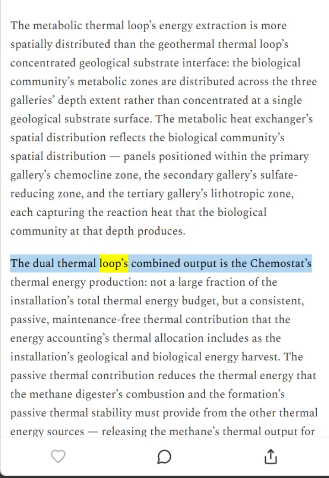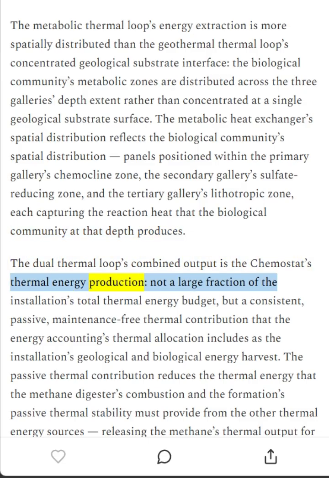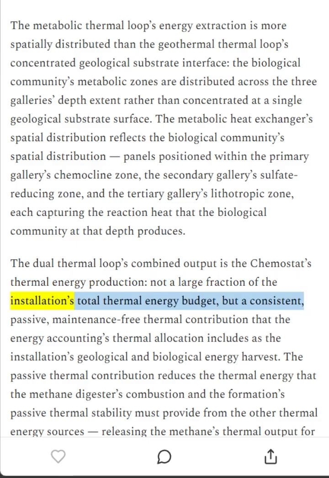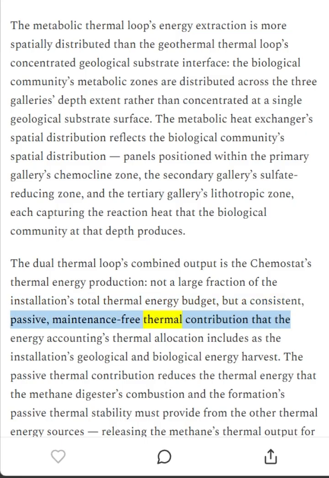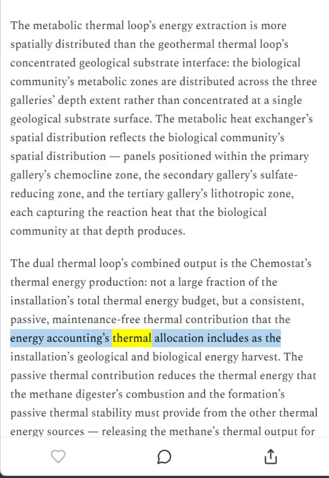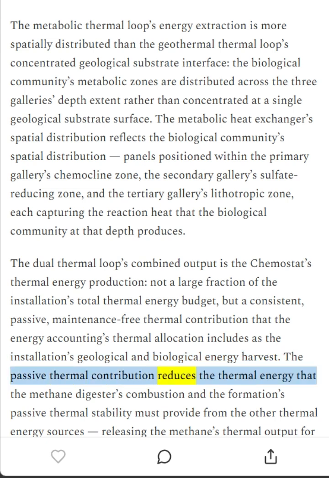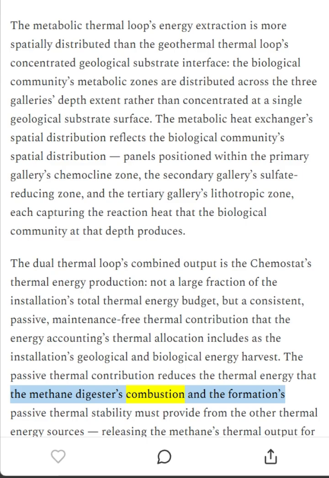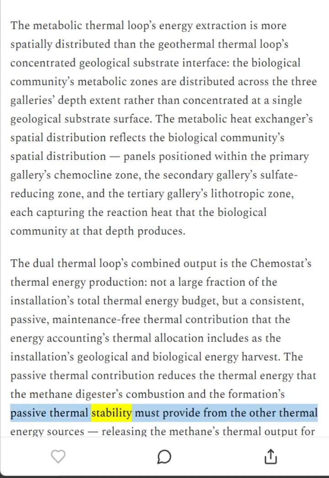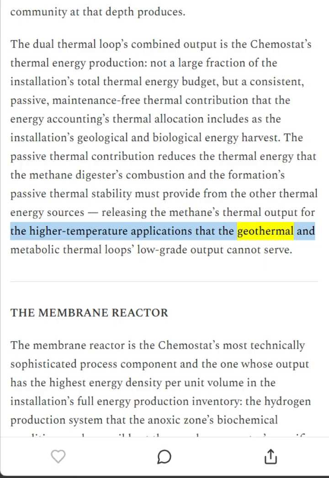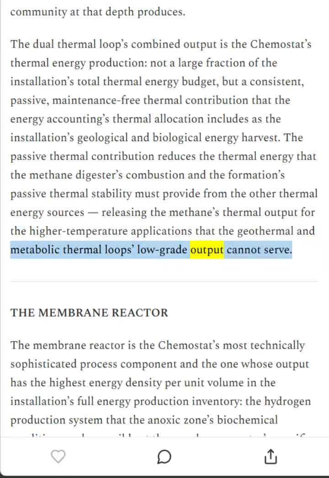The dual thermal loop's combined output is the chemostat's thermal energy production, not a large fraction of the installation's total thermal energy budget, but a consistent, passive, maintenance-free thermal contribution that the energy accounting's thermal allocation includes as the installation's geological and biological energy harvest. The passive thermal contribution reduces the thermal energy that the methane digester's combustion and the formation's passive thermal stability must provide from the other thermal energy sources, releasing the methane's thermal output for the higher temperature applications that the geothermal and metabolic thermal loops' low-grade output cannot serve.